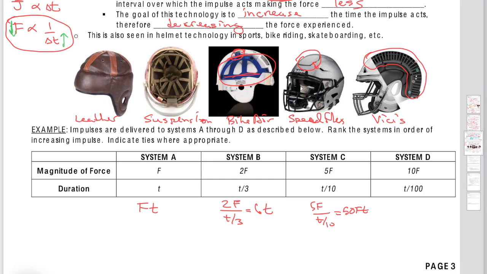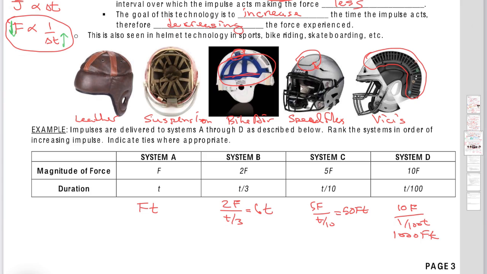and so that's going to be 50 FT. And then you would also have here 10F over 1 over 100 T, which would be what, 1,000 FT. So 10 divided by 1 divided by 100. Sorry, I typed that into the calculator wrong. So yeah, this would be 1,000 FT.